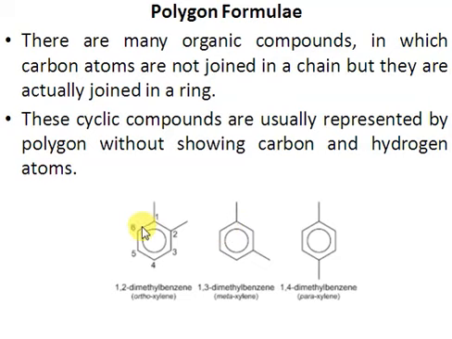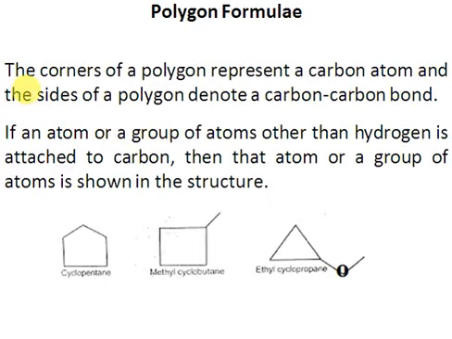These are polygon formulas for different isomers of disubstituted benzene. This is 1,2-dimethylbenzene, 1,3-dimethylbenzene, 1,4-dimethylbenzene, etc. Here we have some other examples of the polygon formula. In polygon formula, the coordinates of a polygon represent carbon, and if there's a side chain, it's a side carbon-carbon bond. This coordinate indicates carbon, and this line shows the bond between carbon and carbon.